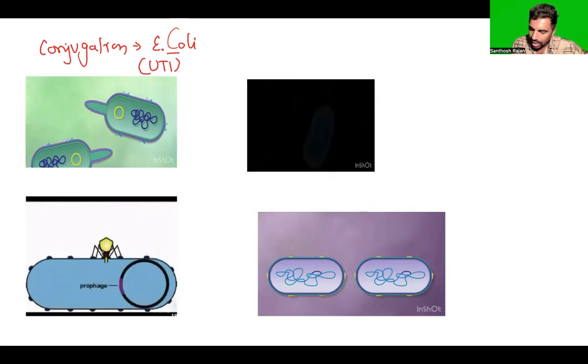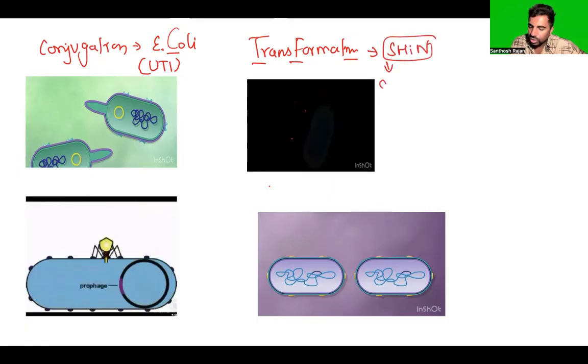Fine. The second image is also transformation, because a free genetic element taken from the environment is a transformation. Transformation is very characteristic for Shin bacteria, I told you. Especially the first one is Streptococcus pneumoniae, because these are capsulated bacteria. That capsule is the genetic element freely in the environment. So the non-virulent one takes it and becomes virulent. Streptococcus pneumoniae, characteristic example.